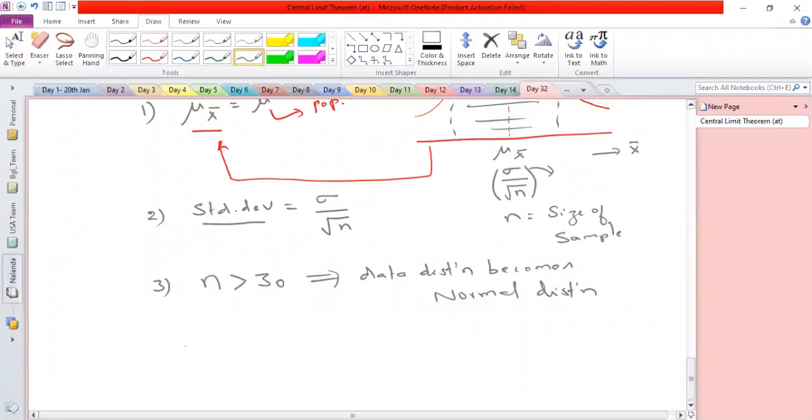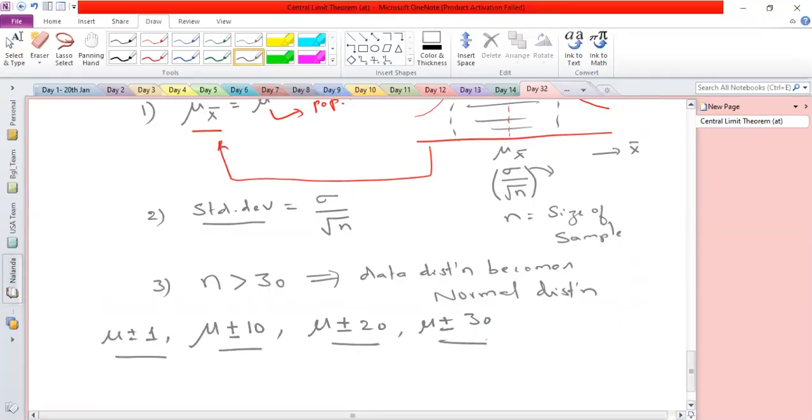We discussed, when I'm giving a range for my mu value, is it plus or minus 10, or plus or minus 20, or plus or minus 30, or mu plus or minus 1? Suppose I give you these range options to find my mu value. From my sampling distribution, mu of x bar is going to represent my mu population.